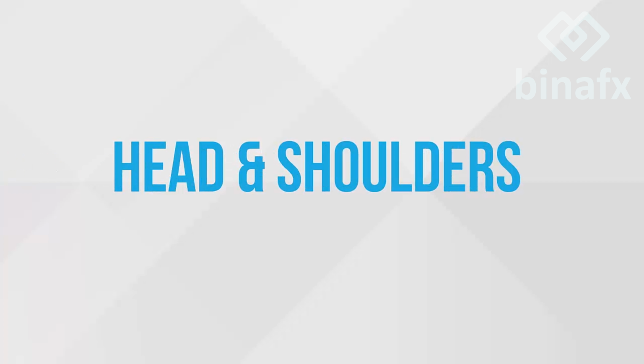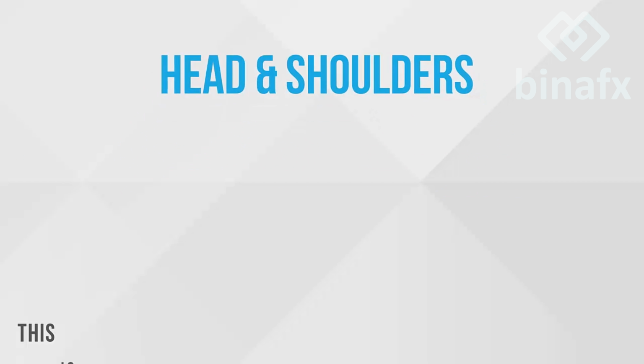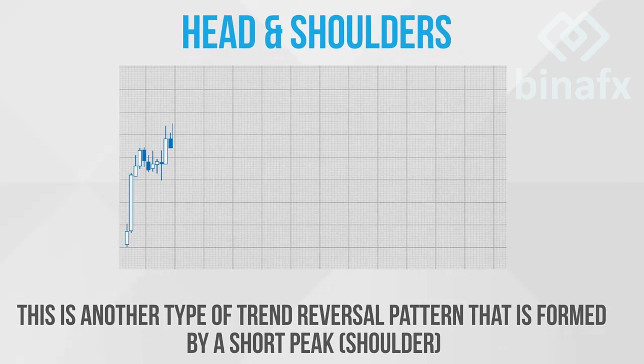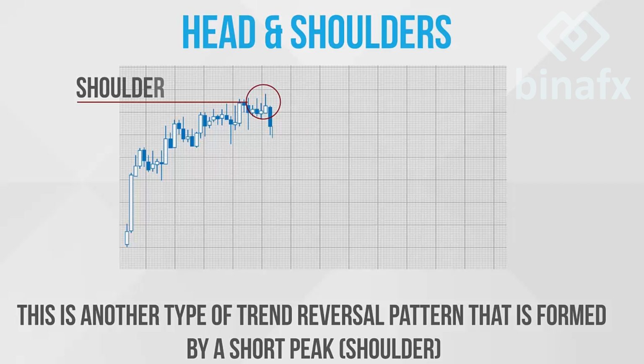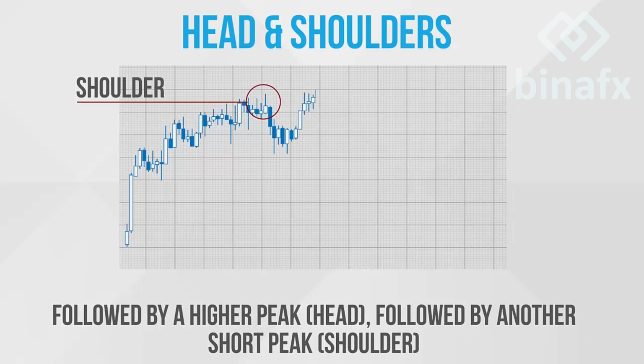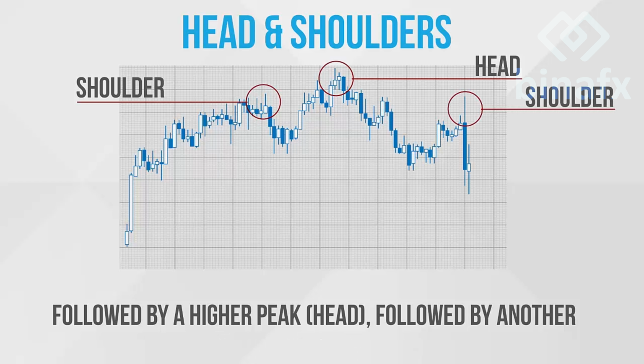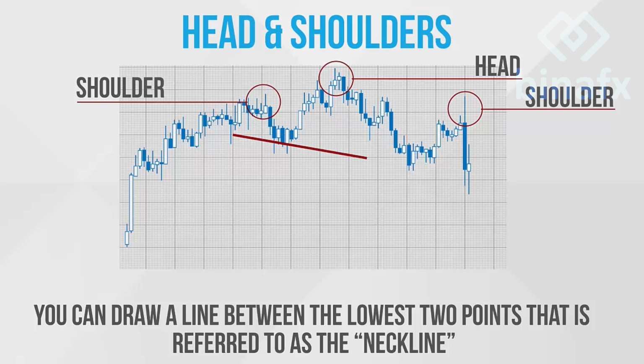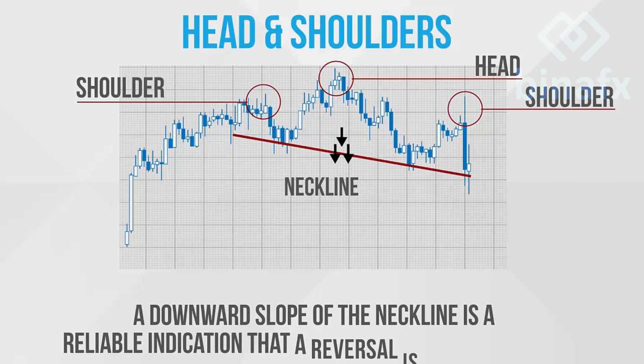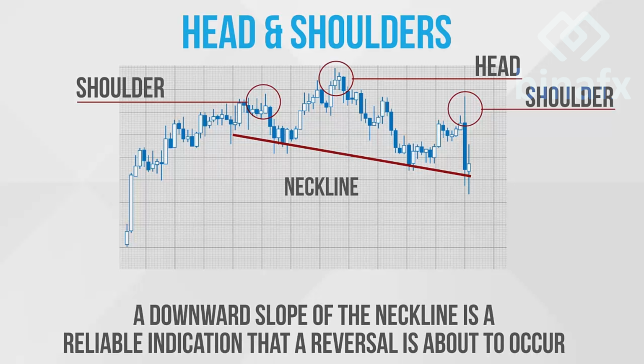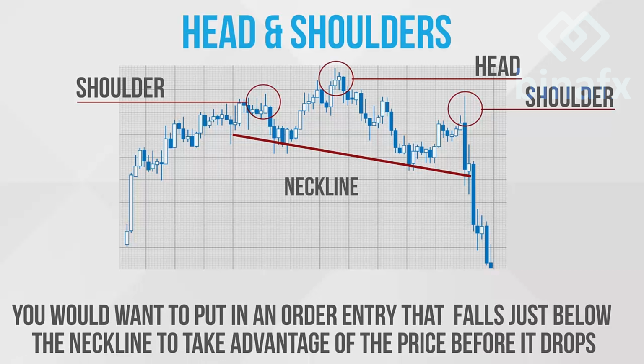Head and shoulders. This is another type of trend reversal pattern that is formed by a short peak, the shoulder, followed by a higher peak, the head, followed by another short peak, the shoulder. You can draw a line between the lowest 2 points that is referred to as the neckline. A downward slope of the neckline is a reliable indication that a reversal is about to occur. You would want to put in an order entry that falls just below the neckline to take advantage of the price before it drops.